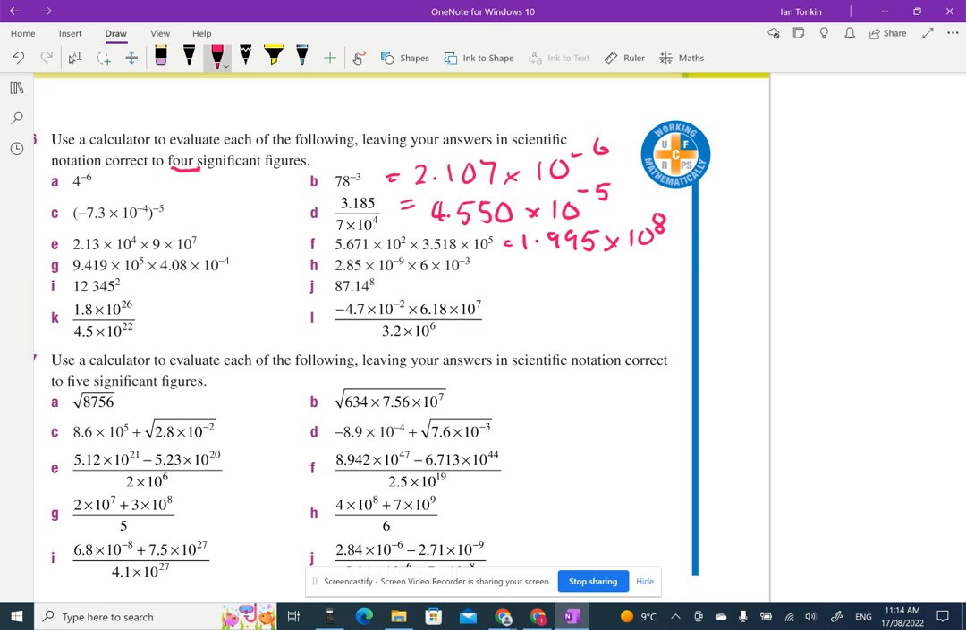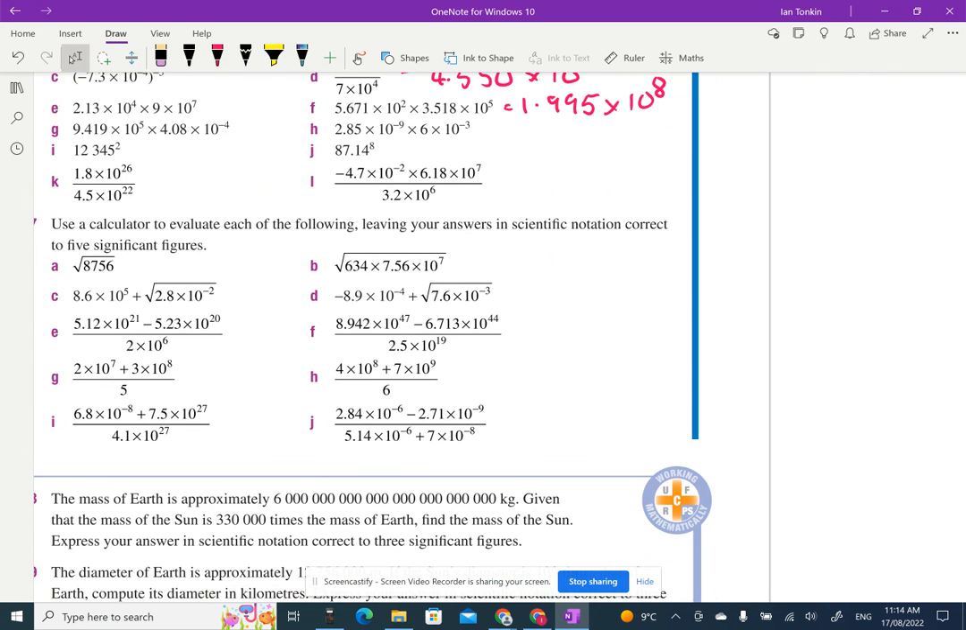And that's all you've got to be able to do. Down here, they get really complicated, but you've got a calculator and you just have to type it in. You decide how you want to do it. Notice in this one, you're going to have to reset your calculator to 5 significant figures, and that's all you've got to do. Good luck with that.